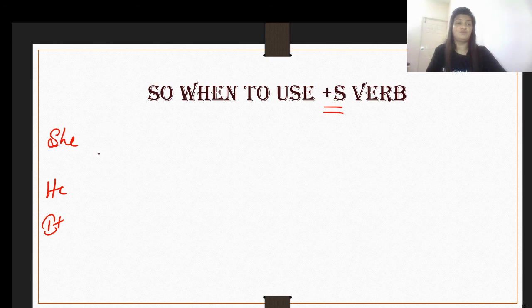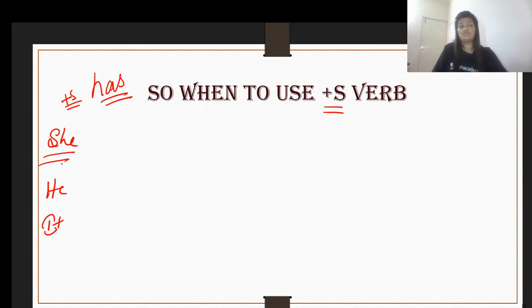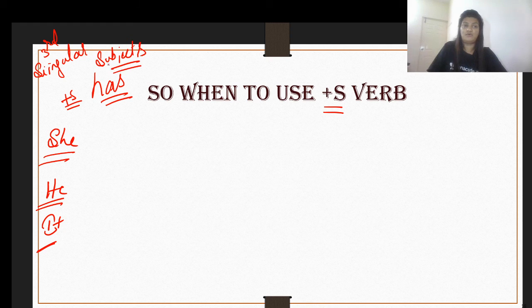What are we going to do? What type of verb are we going to use? Are we still going to use have, or are we going to bring in any other verb type, is the question. The answer is, of course, you are going to bring in the plus s form over here, because it is present tense and the subject is she, he, and it, which are third person singular subjects. Because these are third person singular subject pronouns, you use the plus s verb.